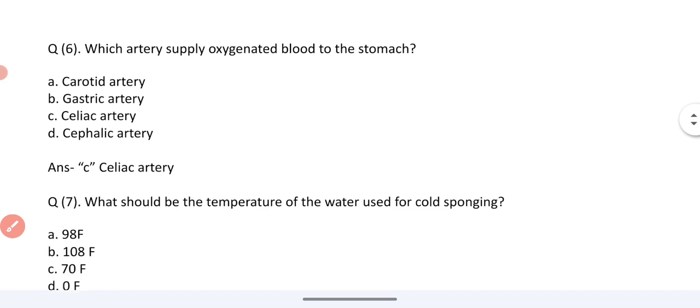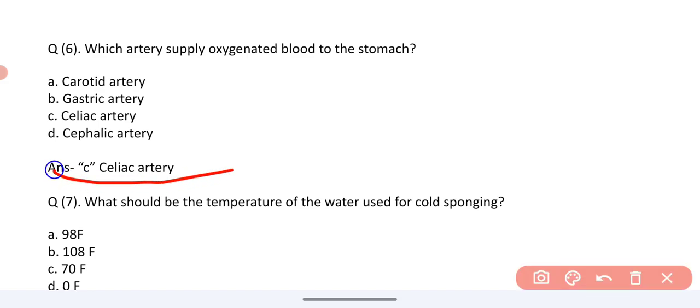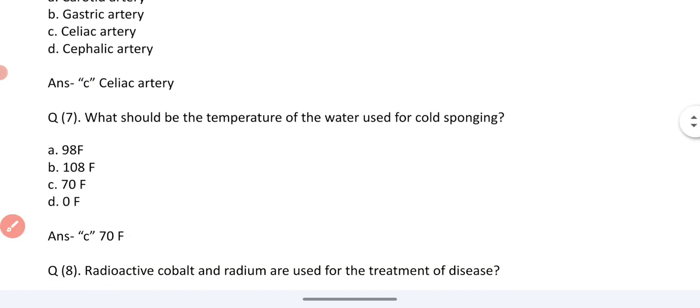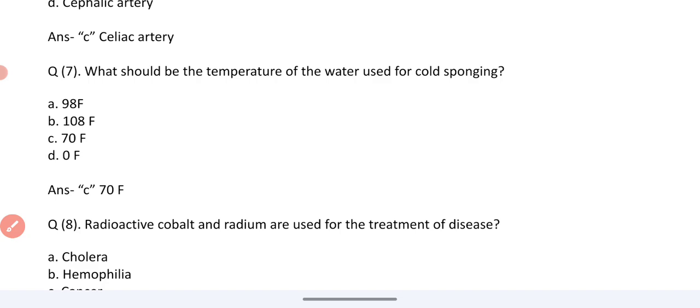And the next one is question number 6. Which artery supplies oxygenated blood to the stomach? Direct question. And here the right answer is option C, that is the celiac artery. The celiac artery is the one which supplies the stomach. Also, the superior mesenteric artery and the inferior mesenteric artery are there. These will supply the intestine.